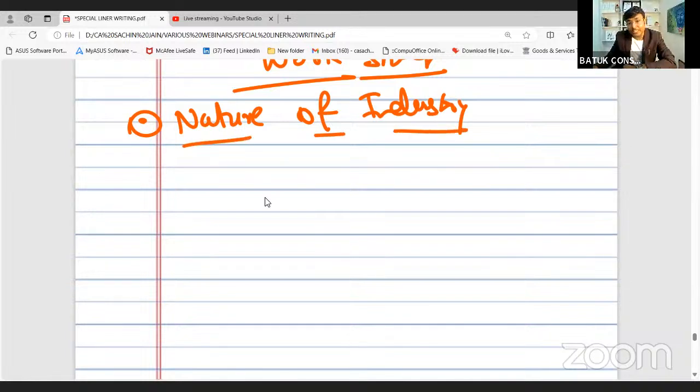So the first note is on the nature of industry. In that, you will provide the name of the industry, the GST number, the period for which you are performing the audit, and one note on the nature of industry. Then the second thing which you need to maintain in your worksheet is your ledger-related findings.